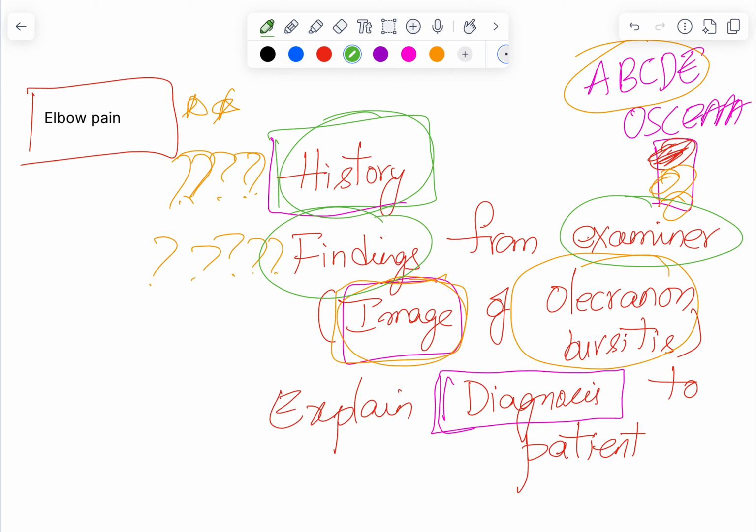Okay, so when you're explaining diagnosis to the patient, you don't use jargon because you have to explain in simple terms like you're talking to a 7-year-old child. Okay, so you don't use jargon. Don't use the word olecranon bursitis. Use the word like swelling in the elbow joint and things like that.